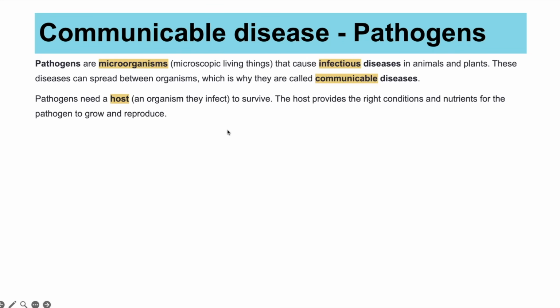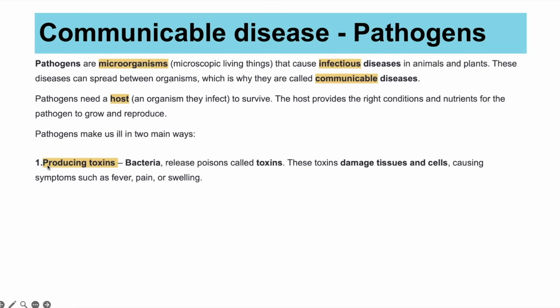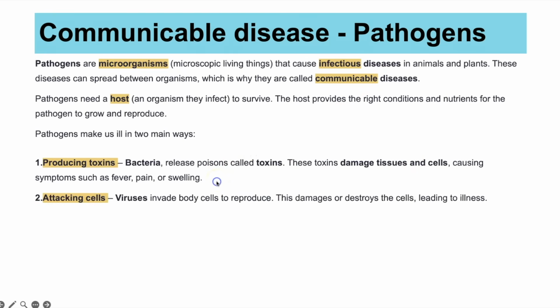Pathogens need a host, which is an organism they infect, to survive, and the host provides the right conditions and the nutrients, such as glucose, for the pathogen to grow and reproduce. There's two main ways that they can make you ill. Number one is producing toxins. Bacteria release poisons, which is what a toxin is, and these toxins can damage your cells and your tissues, causing the symptoms that you might get, such as a fever, pain, or even swellings.